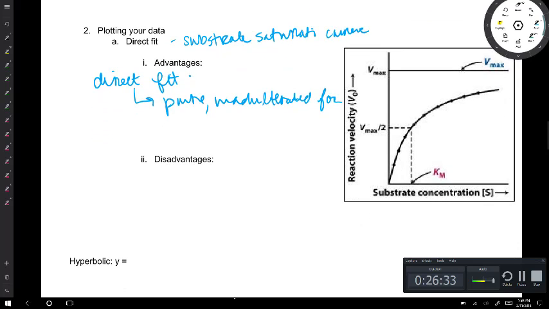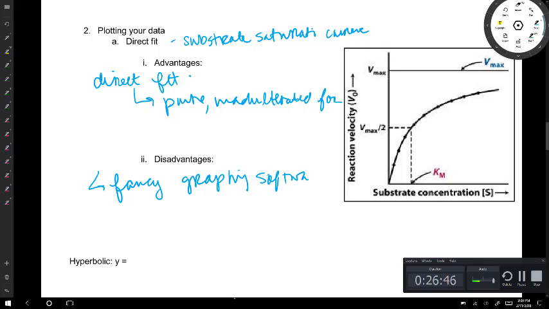However, one of the disadvantages of the Michaelis-Menten direct fit is that you need fancy graphing software. Back in the day, this wasn't easy to do. Even now, you can't just do this in Excel. You have to download something to do this for you. So that's one of the main disadvantages of the direct fit: it takes a little more work to do the fit.